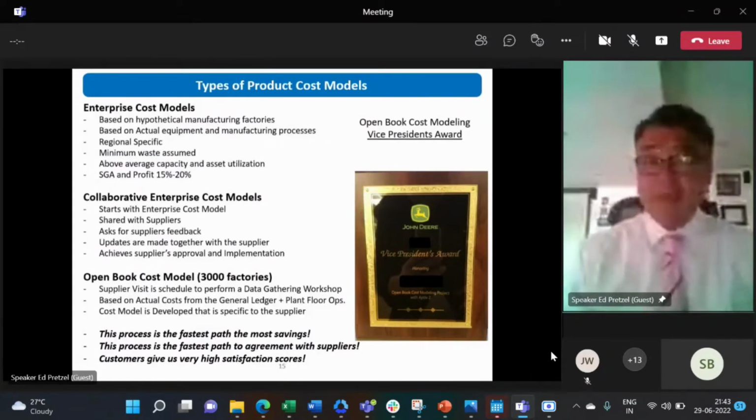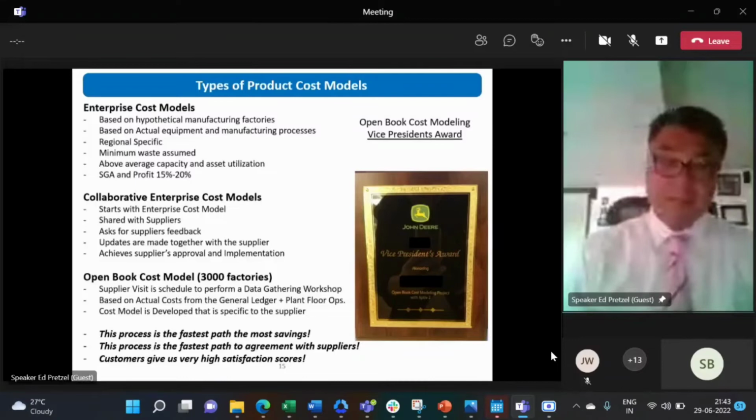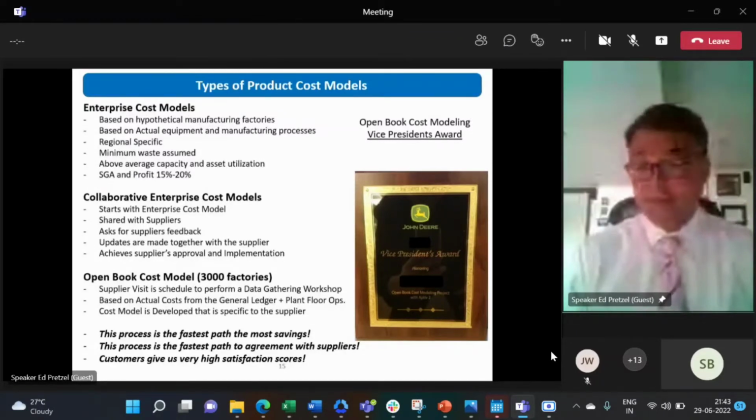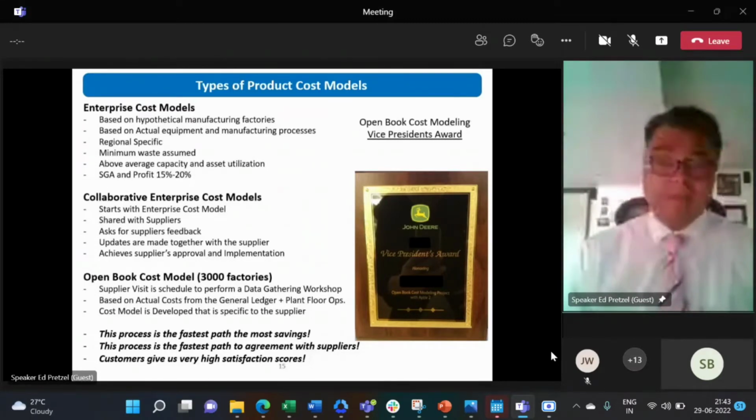The feedback and customer satisfaction, both the supplier and the supply chain management team, we get very good feedback. We like it because it's the fastest path to the most savings. It's the fastest path to getting an agreement with suppliers, and we just get very positive feedback.